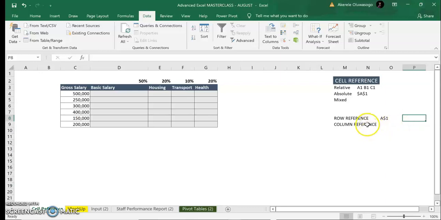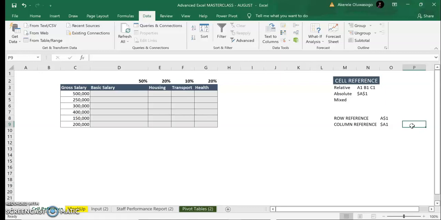For the column reference, it means you are only locking the column. You have something like this: dollar sign A1. You can see it's only the column A that is carrying the dollar sign. That means you are locking the column. So how do you lock the column alone? You press the function key F4 3 times.